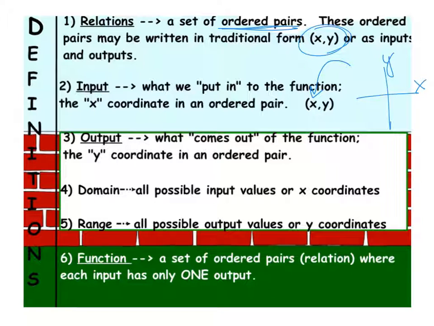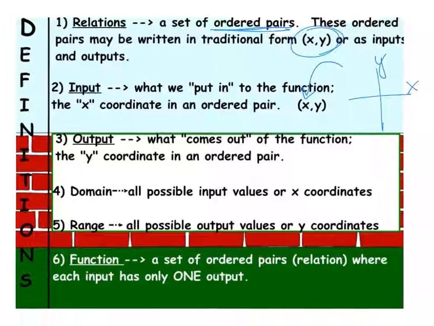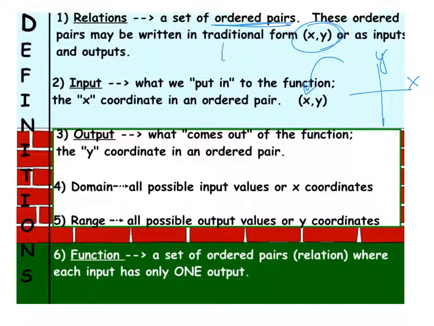Our first word is relation, and a relation is a set of ordered pairs. Now, ordered pairs is probably familiar to you. Ordered pairs is what we get when we graph. So here's a graph, and let's say I give you the ordered pair (2, 3). Okay, well, we can plot that ordered pair on a graph. We would go over to 2 on the x-axis and up to 3 on the y-axis, and that would be the ordered pair (2, 3). Well, a relation is a set or a group of these ordered pairs, okay?